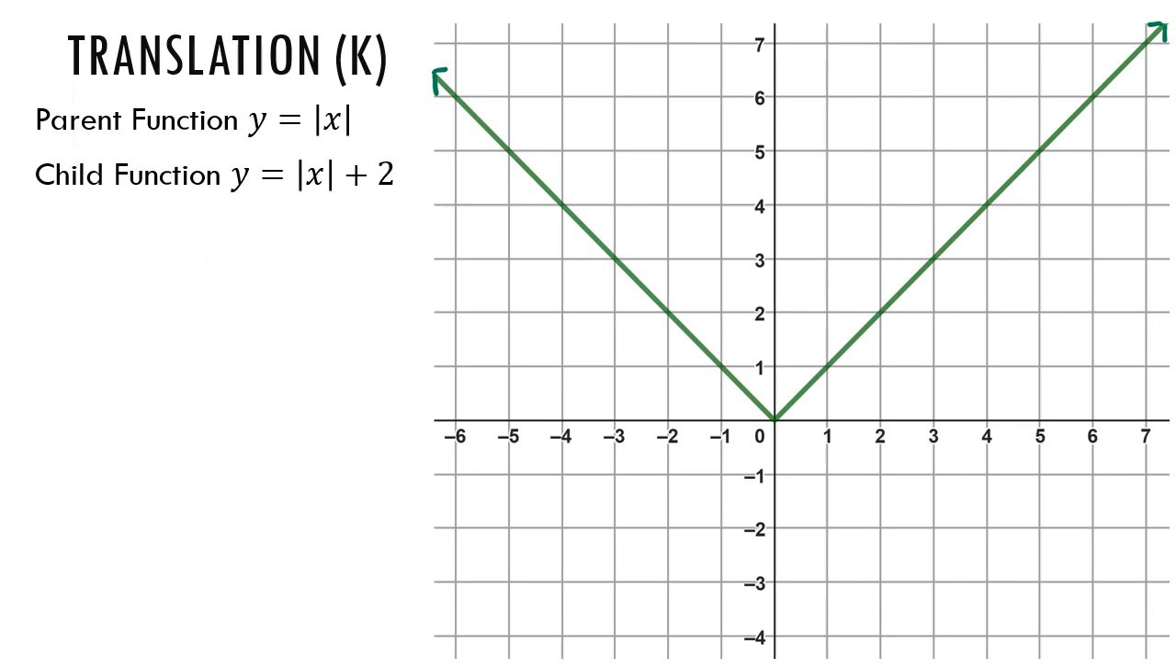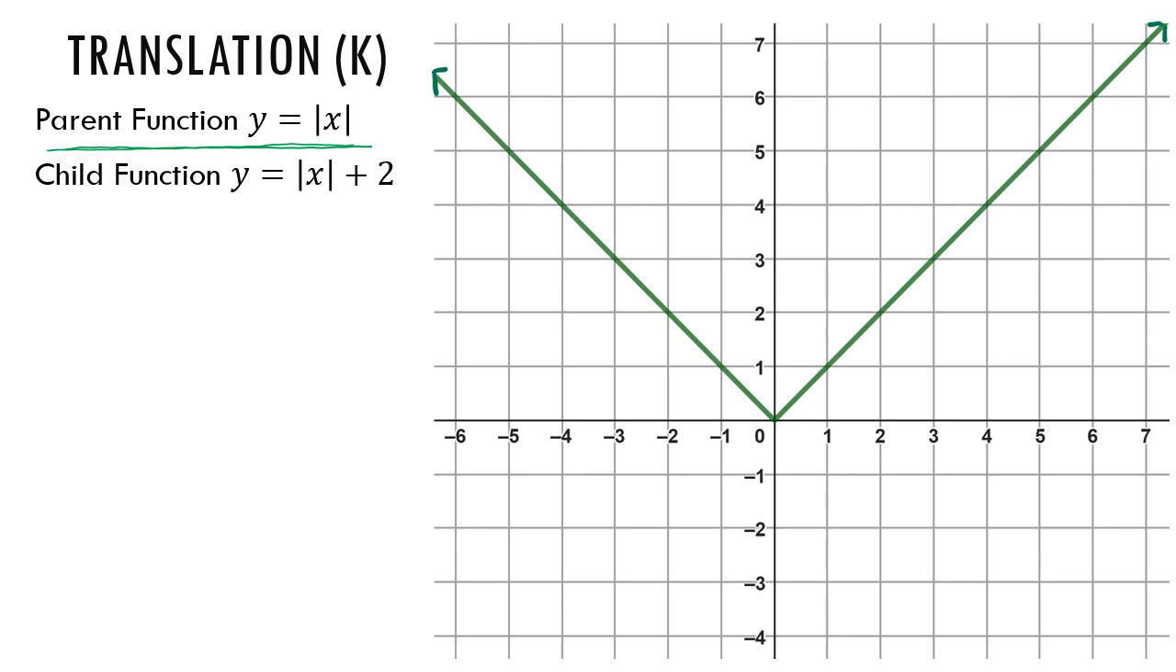Okay, so the first thing we're going to look at is what we call a parent function. So this is a parent function. It's the one in green here, right? And it is created from this guy right here, the parent function. This is the original absolute value graph. It's before anything else happens to it, okay?